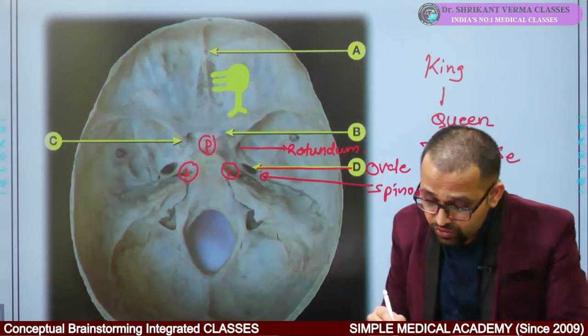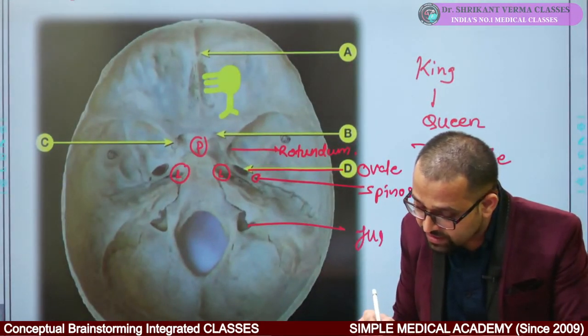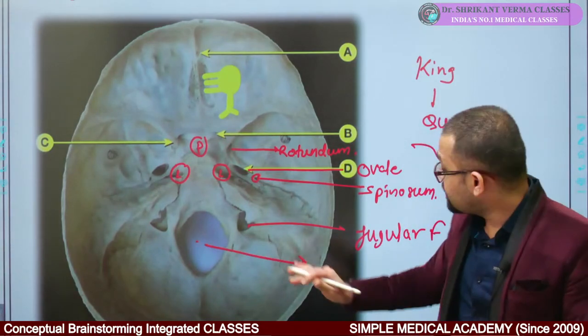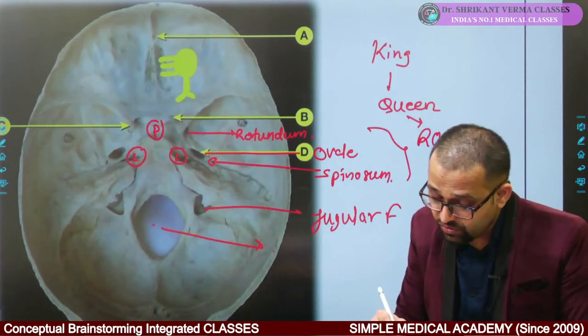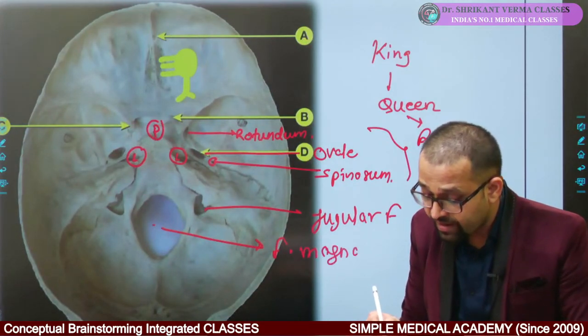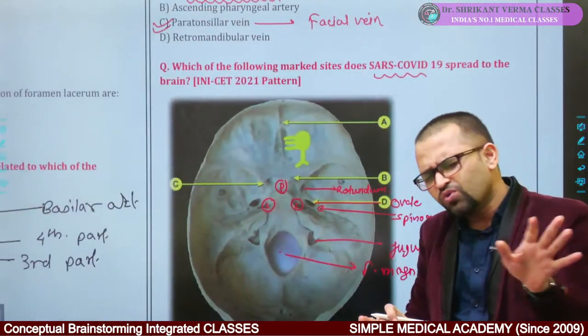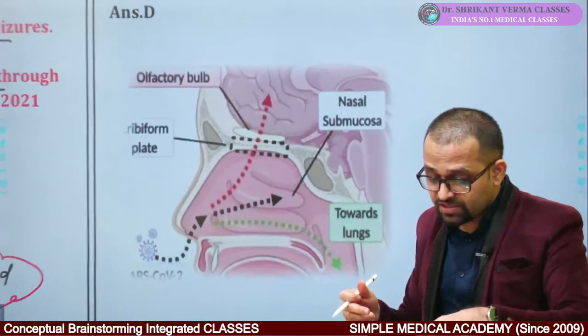Now you can see here our second largest foramen of the skull, that is the jugular foramen, and this is the largest foramen of the skull, that is our foramen magnum. We will do more discussion, but it is clear-cut, no confusion, that when we are doing smell, there is one image you can see here.